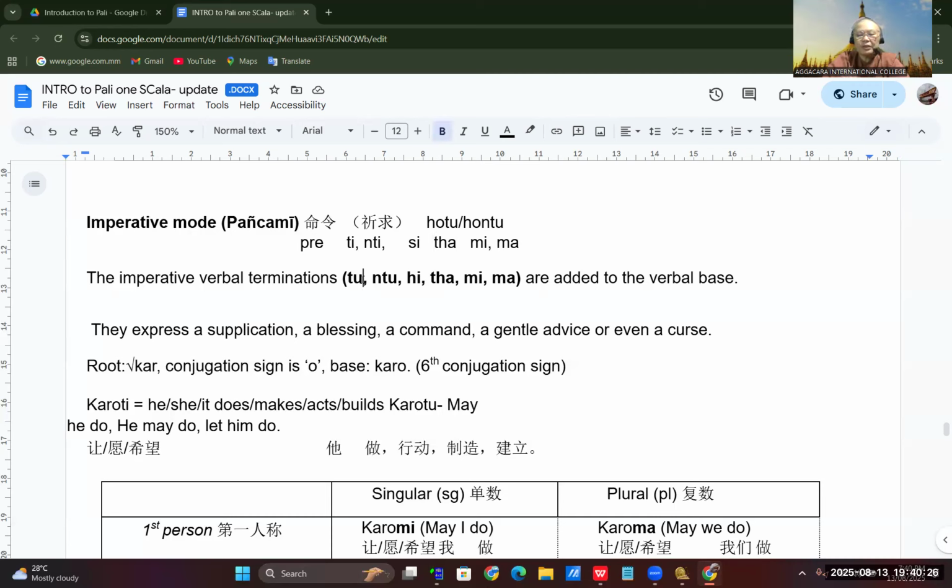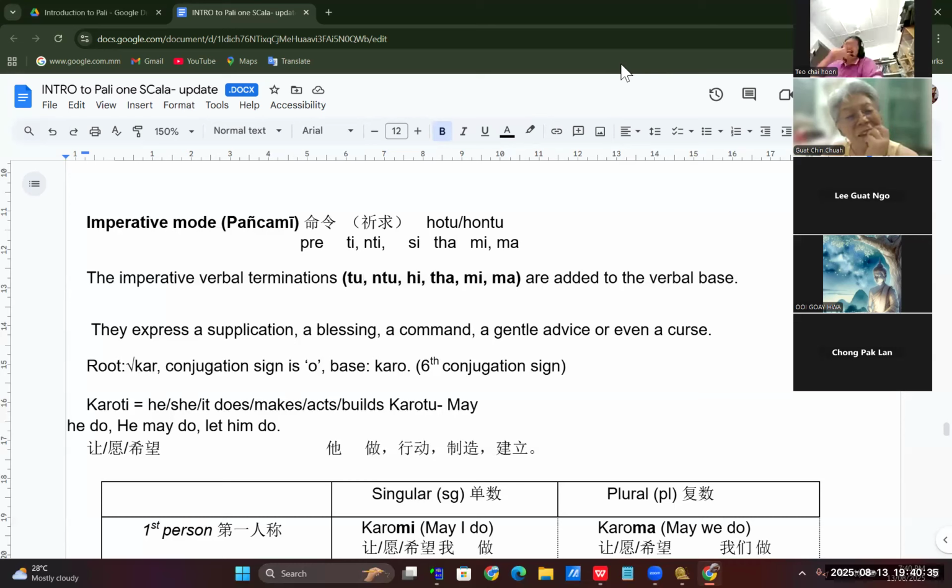So what you do is you just recite tu and ntu hi tha mi ma, tu and ntu hi tha mi ma. So when you go to the toilet, tu and ntu hi tha mi ma. When you wake up, tu and ntu hi tha mi ma. So if people wake up, when you go out, what's panchami in practice, you say tu and ntu hi tha mi ma, then you have already memorized it. But if you recite ti and nti hi tha mi ma, it means you are getting it wrong. Okay, so please recite tu and ntu hi tha mi ma. Please follow me. Tu ntu hi tha mi ma. So they are used for blessing, command, advice, even a curse, right?